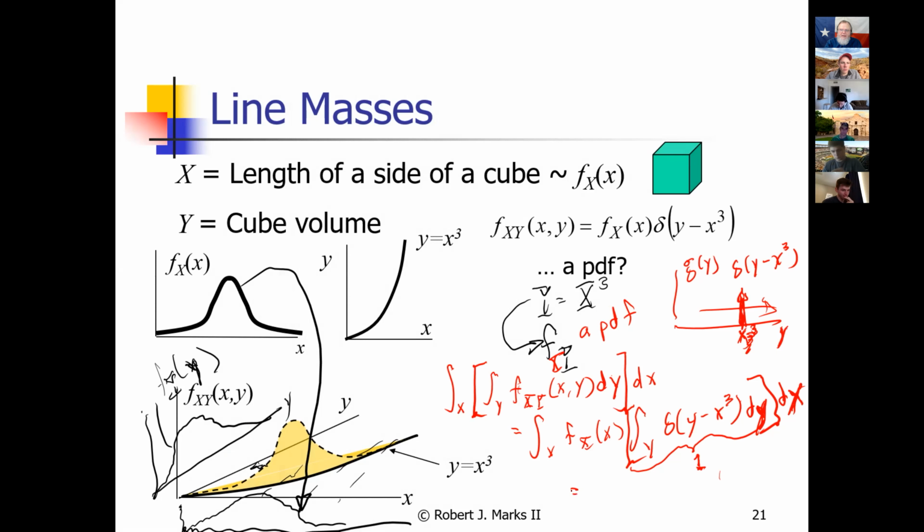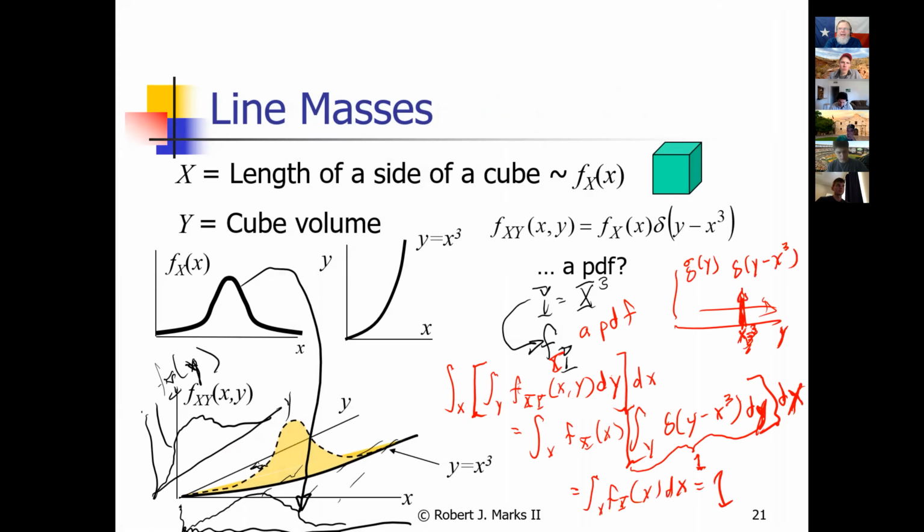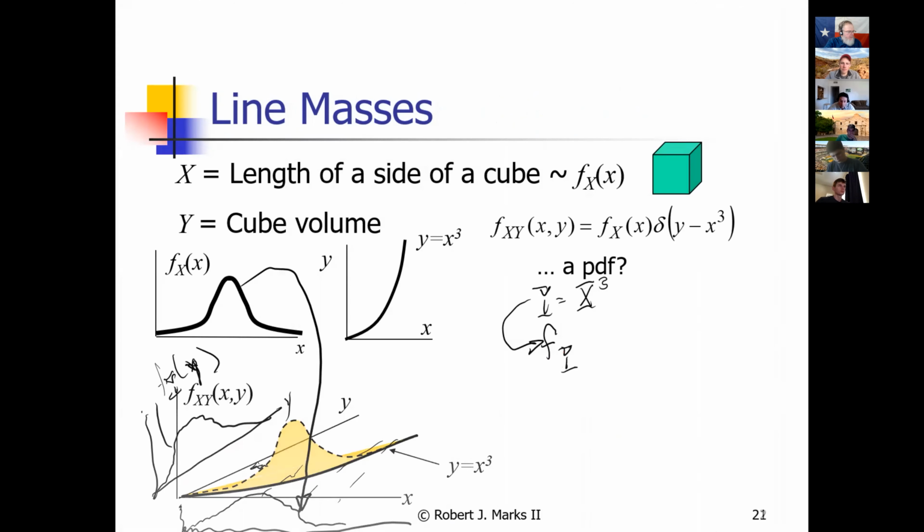And so we are left with the integral of f sub x of x dx, which is the area under a PDF, which we know is equal to 1. So yes, this does have a volume of 1. It looks kind of weird, but it does have a volume of 1. So with that, any questions on that at all? Okie dokie.